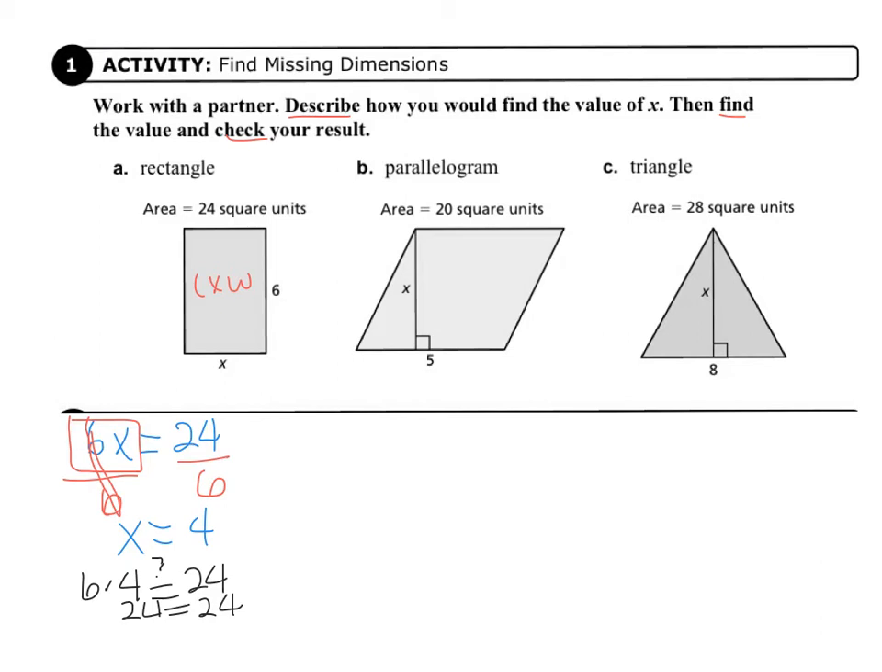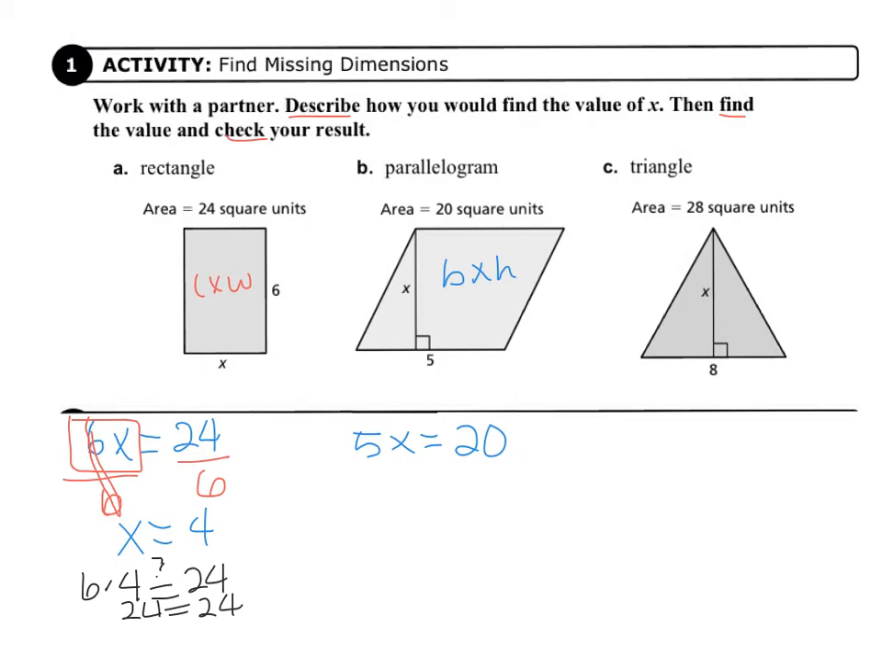So now let's take a look at letter B, the parallelogram. We need to start with the formula for a parallelogram, and that would be base times height. Our base on this parallelogram is 5, and our height is x, and we know that the area equals 20 square units. So that is our equation. And now we described how we would find the value of x, that's our description. Then we're going to find the value.